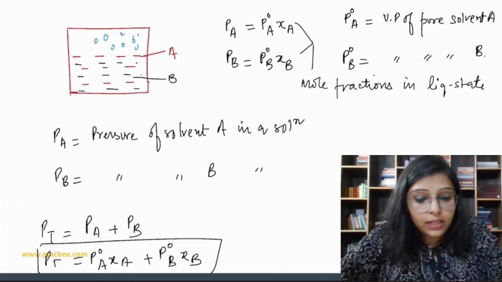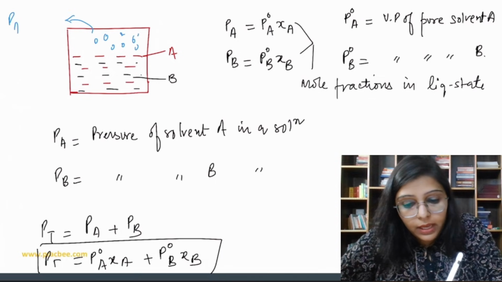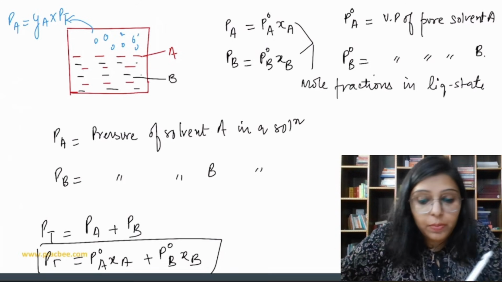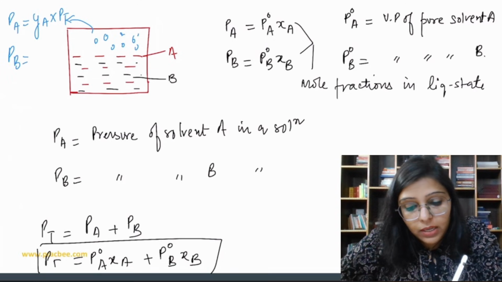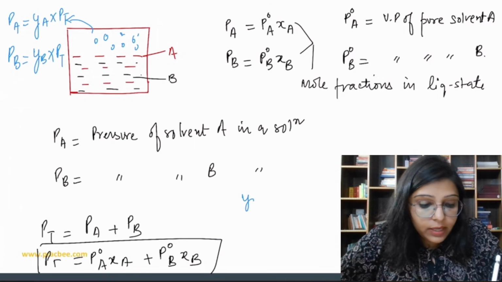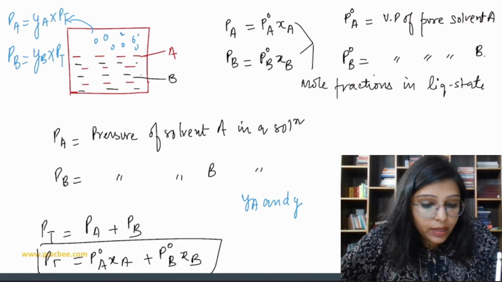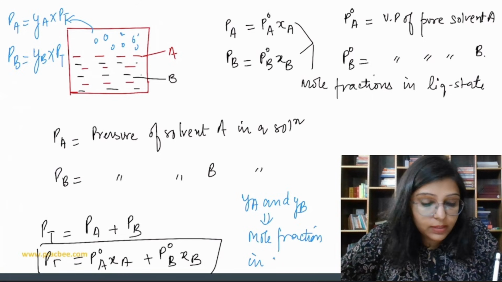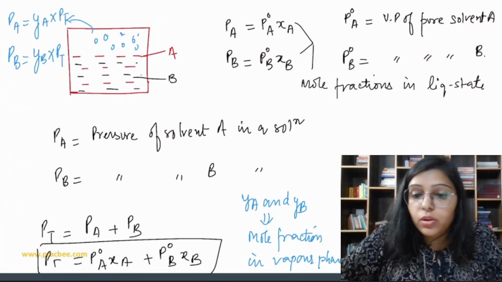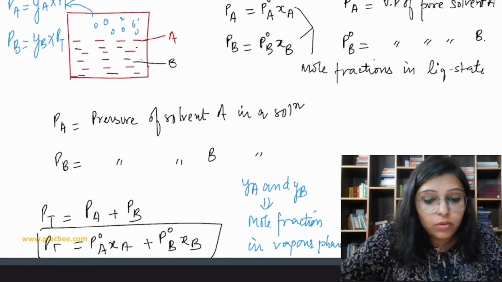So here we can say that Pa is equal to Ya into P total, where Y is the mole fraction of A in vapor phase. Similarly, Pb is equal to Yb into P total. So what is Ya and Yb over here? Ya and Yb are the mole fractions in vapor phase. Now we are going to use these formulas to solve the question.